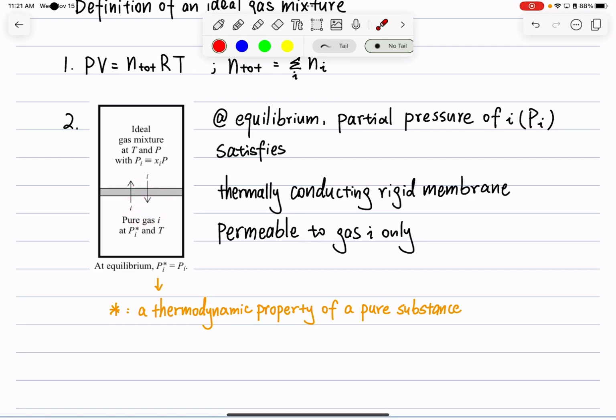Then by manipulating the pressure on both ends of your membrane, you can force that I to go in or out through that membrane. So for an ideal gas mixture, we say that at equilibrium, the partial pressure of the specific species I must satisfy Pi equals its mole fraction xi times P. All right, so that's a more accurate definition for an ideal gas mixture. And whenever you see something like a star, it tells you that it's a thermodynamic property of a pure substance. It's not a mixture, it's just a pure substance.